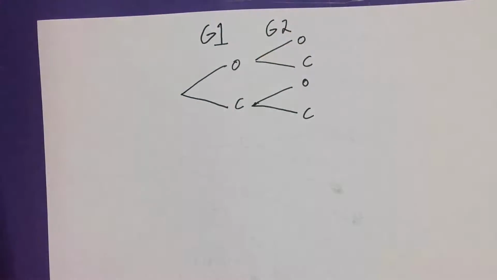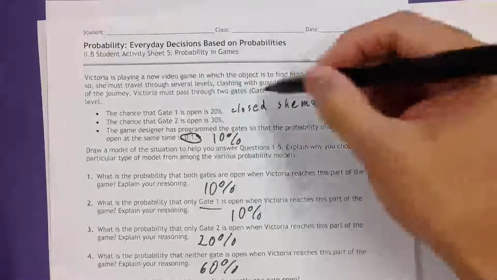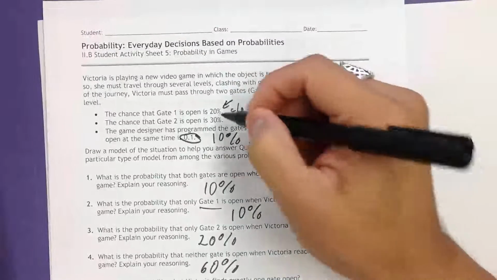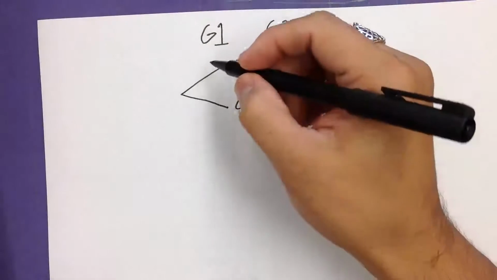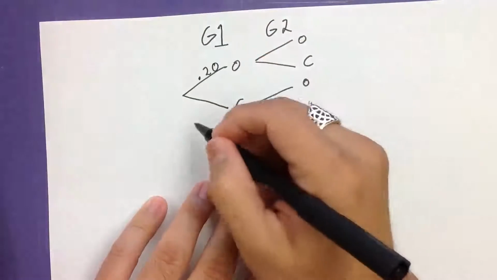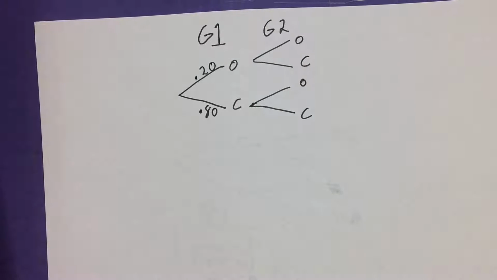Now, we said inside of these notes that 20% of the time right here that Gate 1 is open. So that would stand for this, 0.20. That's open. That means that 0.8 of the time it's closed when you get there.